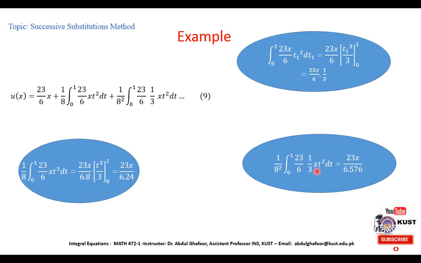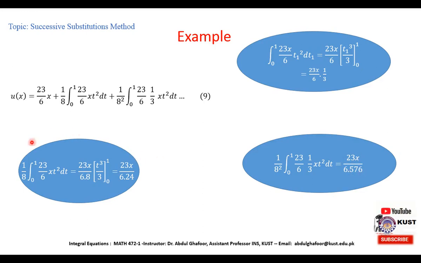So 1 by 3 and 1 by 3, that should be 1 by 9, and 1 by 8 square, that should be 1 by 64. So 23x is in the numerator and 6 is in the denominator, and 64 multiplying with 9, that should be 576. So the evaluation of this integral is basically equal to 23x by 6 into 576.